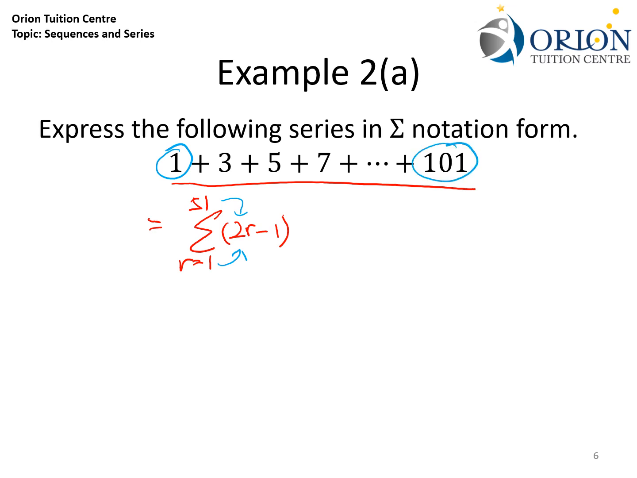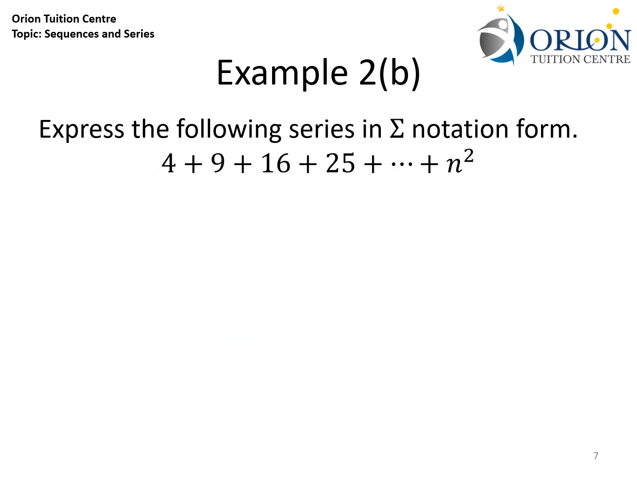Also, we have the flexibility to write it as the summation of 2r plus 1, but we will have to change the limits correspondingly. So if the expression is 2r plus 1, the value of r has to start from 0 instead of 1, and it has to end at 50 instead of 51 to give us the same starting and ending values of 1 and 101.